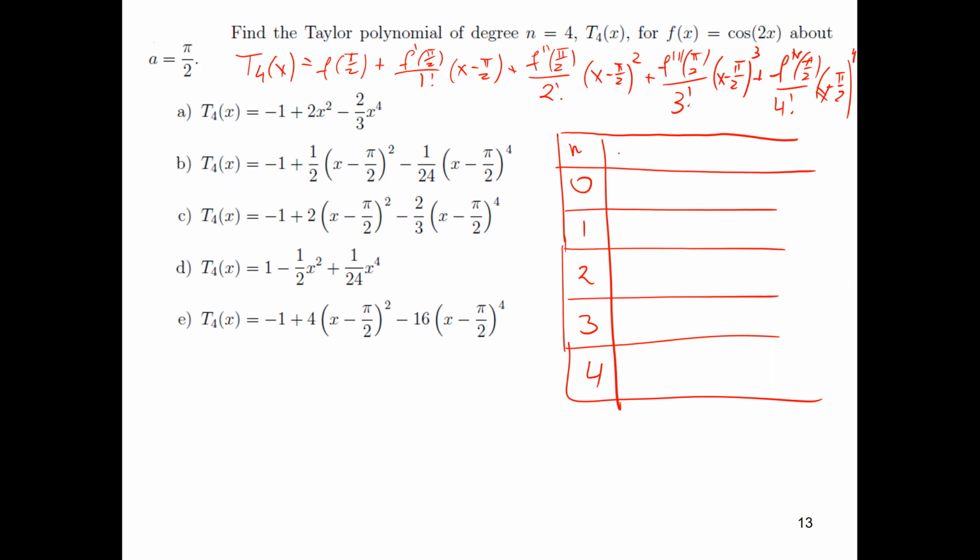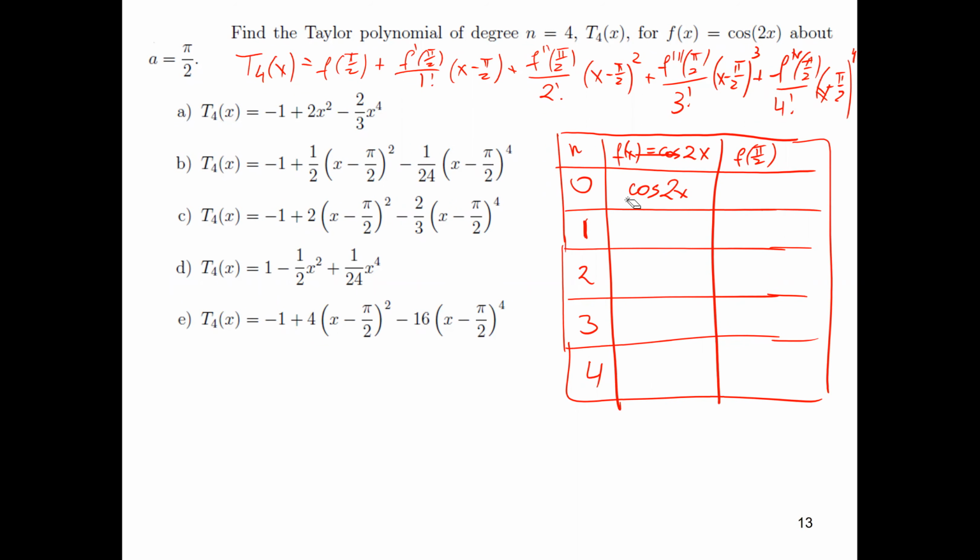We have the function cosine of 2x, but we will also need the value at pi over 2. Degree 0 means just the function, 1 means the first derivative. You have to help me, because I need the first, second, third, and fourth derivatives. The first derivative is definitely negative sine of 2x times 2. Correct? Please check, because I don't want to make a mistake.